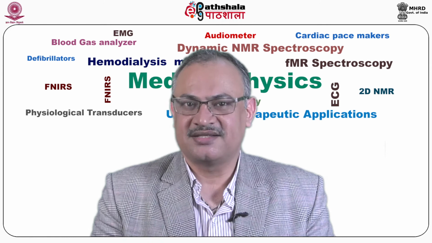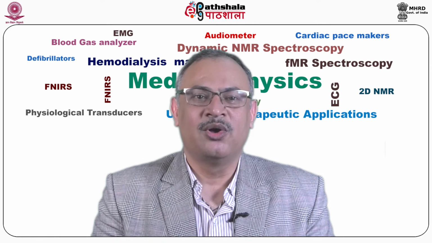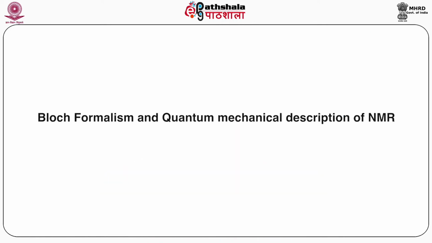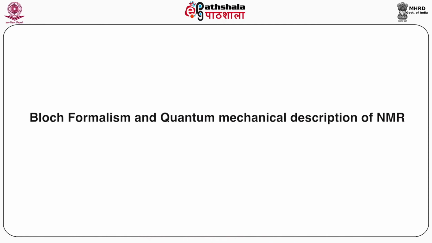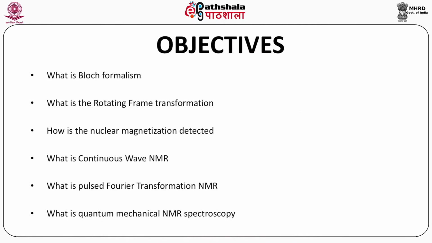Here we have paper 8, Medical Physics, and I present to you module 20, Bloch Formalism and Quantum Mechanical Description of NMR. The objectives of this module are to explain what is Bloch formalism, what is the rotating frame transformation, how is the nuclear magnetization detected, what is continuous wave NMR, what is pulsed Fourier transform NMR, and what is quantum mechanical NMR spectroscopy.